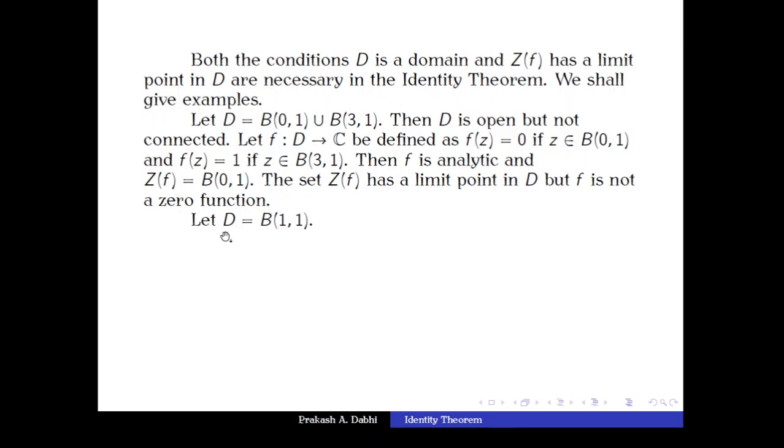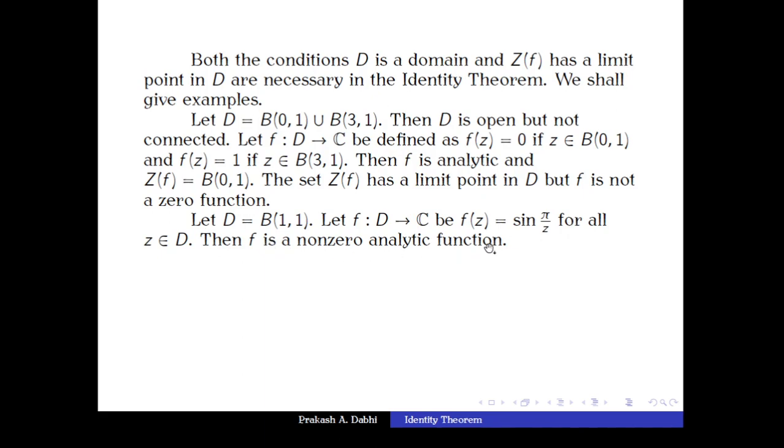So now we take D to be what? The ball with center 1 and radius 1. Now we define a function f from D to C by f of z equal to sine of pi by z for all z in D. See, pi by z is an analytic function because this ball does not contain 0, so there is no problem. So pi by z is analytic, sine is an entire function, so the composition is analytic, and therefore this function f is analytic on D. Right. Now we are interested in finding out the zeros of f.